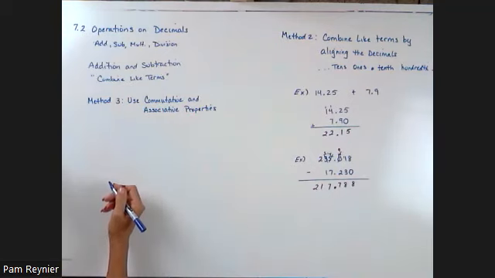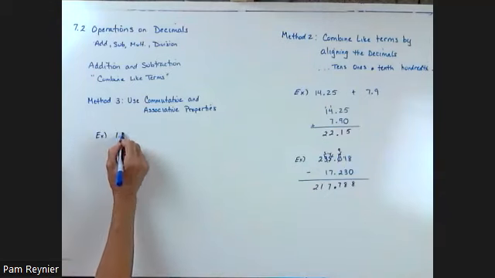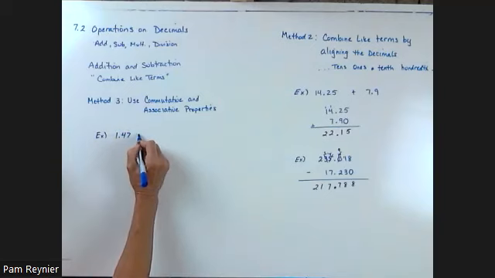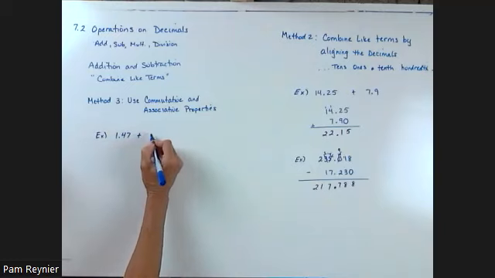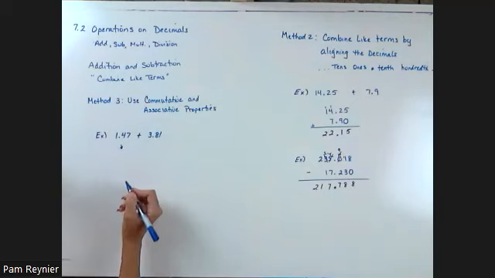I'm trying to decide which one of these I'd like to do. Okay, let's look at one. Here's an example. 1 and 47 hundredths added to 3 and 81 hundredths. So let's first start with what we have here.